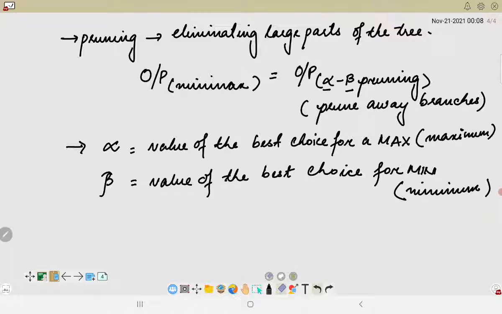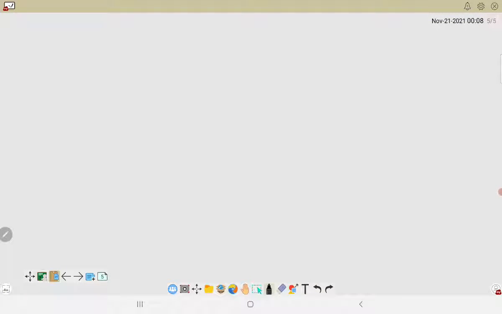So these two factors we have to remember. Now, alpha beta search, or alpha beta pruning, updates the values of alpha and beta as it goes along, and prunes the remaining branches at a node as soon as the value of the current node is known to be worse than the current alpha or beta value, for max or min respectively.